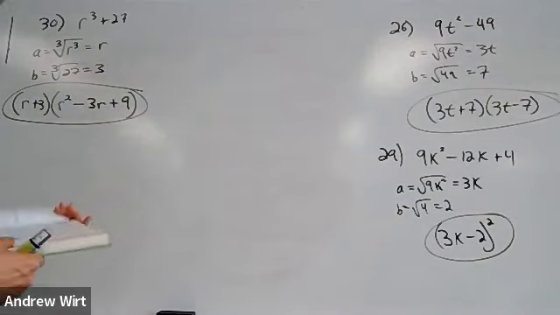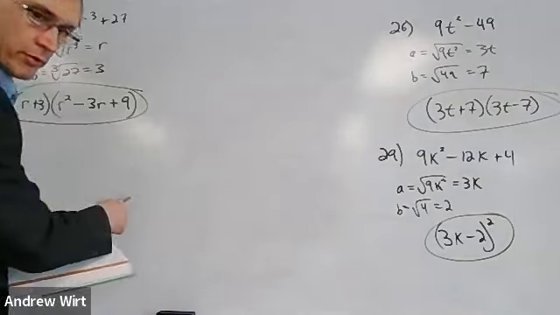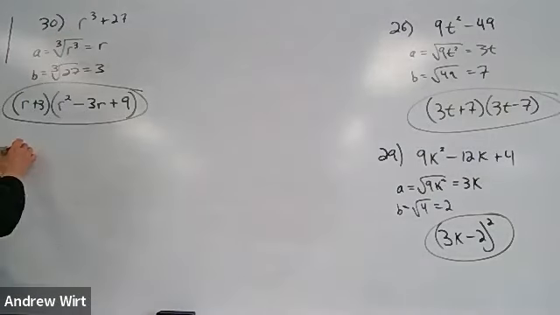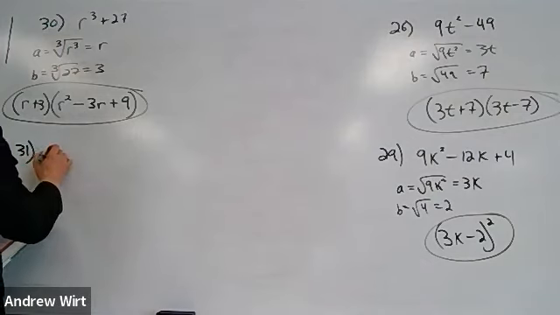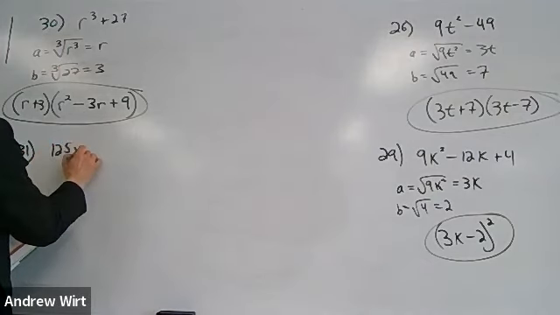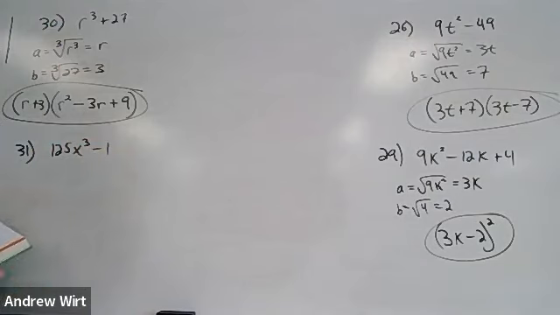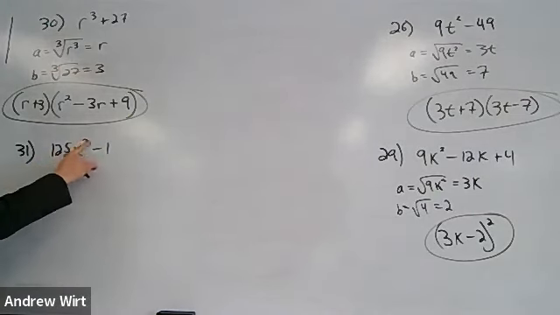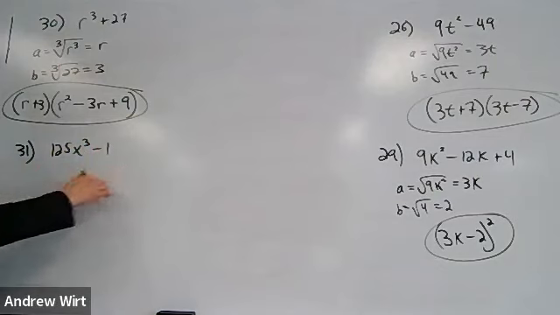And next up, we've got 31. 125x to the third minus 1. So you've got some more perfect cubes here. 125 is a perfect cube, x to the third is a perfect cube, 1 is a perfect cube, so we have a difference of cubes.